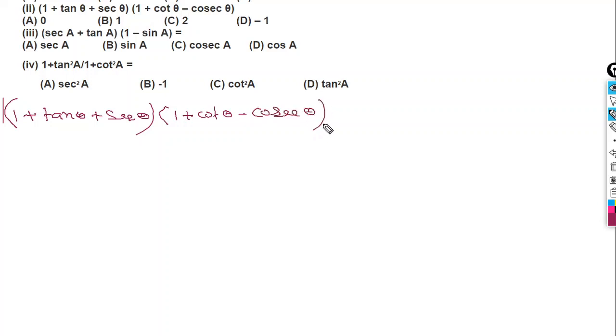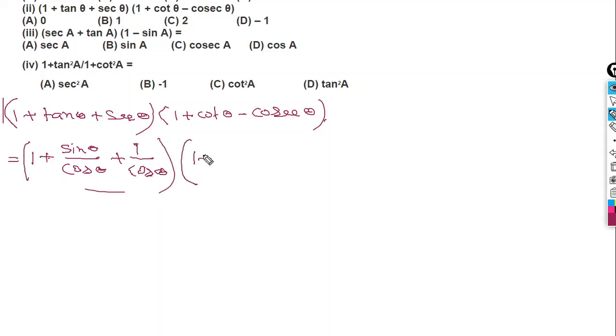cosec theta. So it will be equal to 1 plus, tan theta, you know, equal to sin theta by cos theta, plus sec theta, you know, equal to 1 by cos theta, into 1 plus cot theta, the value of which you know is cos theta by sin theta, minus cosec theta is 1 by sin theta.